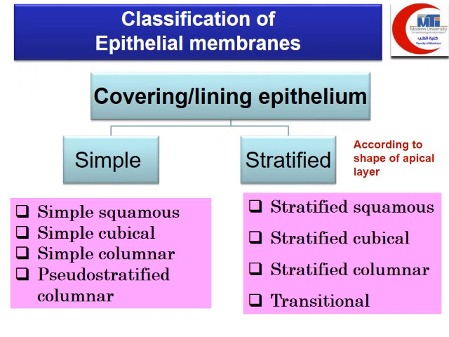So the epithelial membranes or the covering or the lining epithelium can be divided into 2 types: simple epithelium and stratified epithelium. Simple epithelium will be named according to the shape of the forming cells: simple squamous, simple cuboidal, simple columnar, and pseudo-stratified columnar. The stratified epithelium will be named according to the shape of the apical layer. If the apical layer is squamous, we are going to call it stratified squamous, stratified cuboidal, stratified columnar, and transitional epithelium.